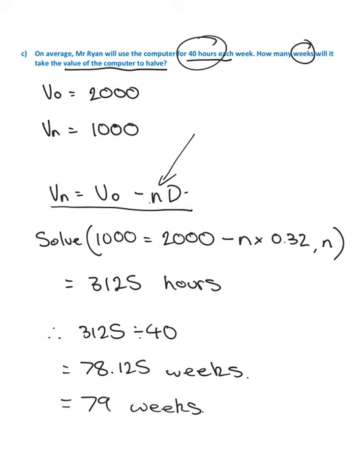The reason it goes up to 79 weeks is we don't round down, because at 78 weeks, it's still worth more than $1,000. At 79 weeks, it may be worth less than half, but the question asks how long will it take the value of the computer to halve. So it would be 79 weeks.